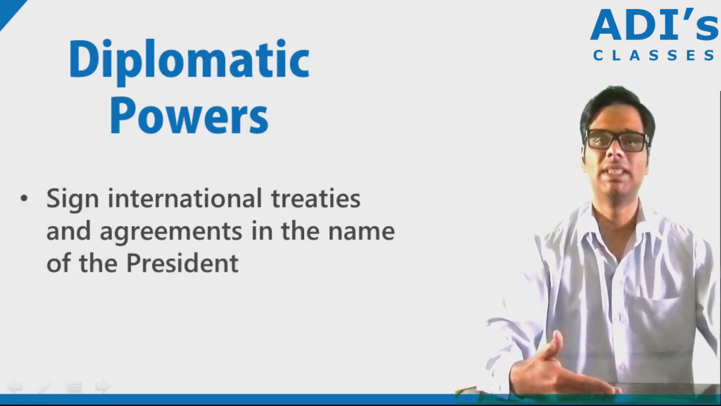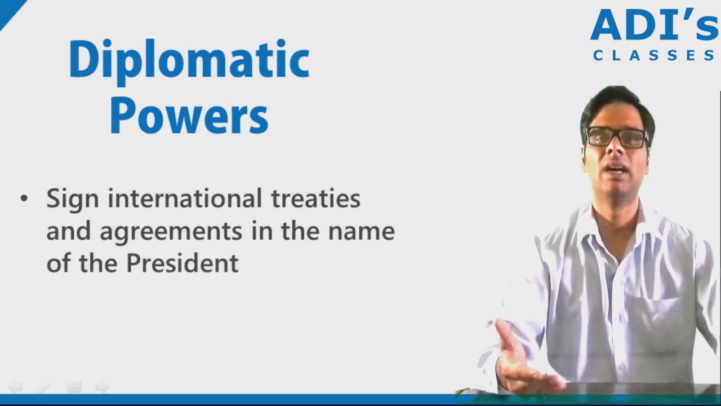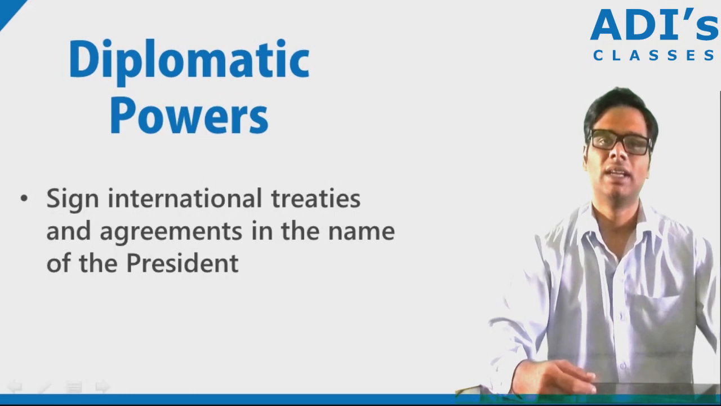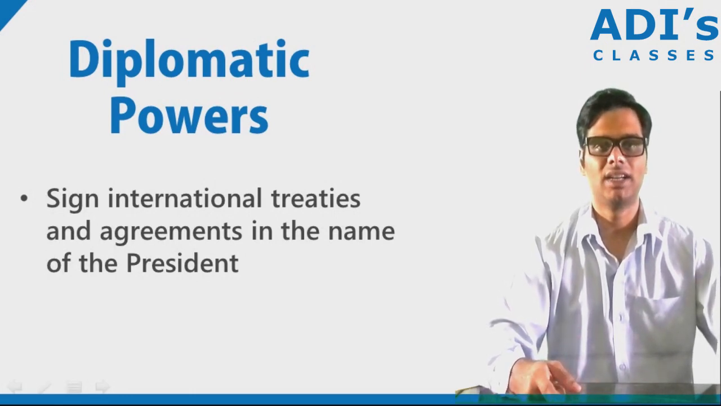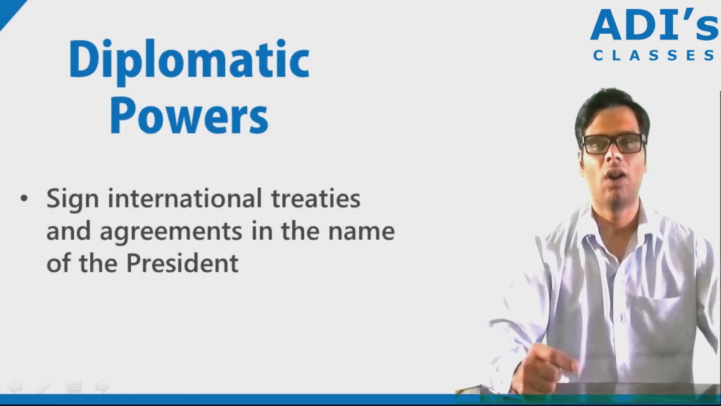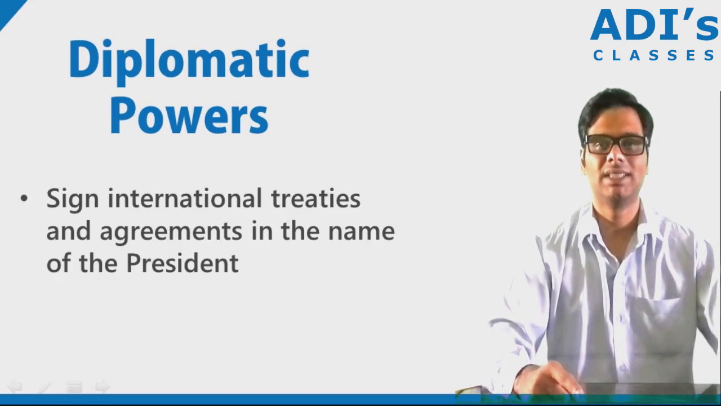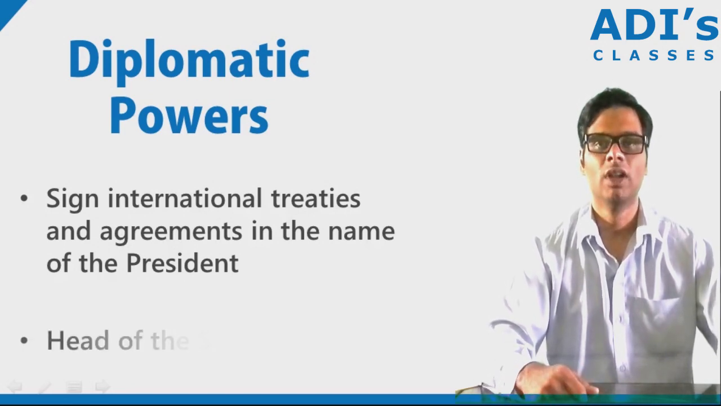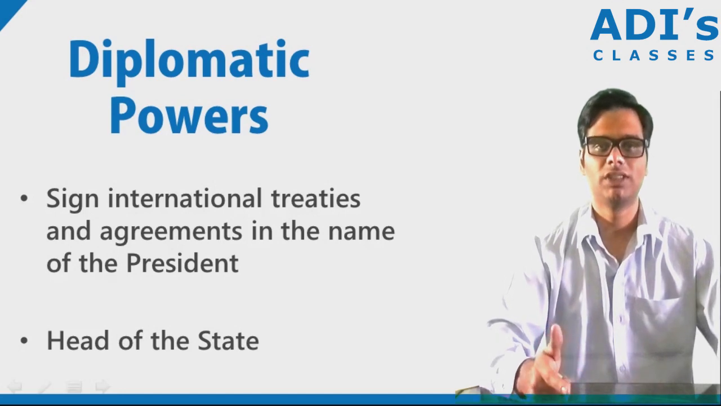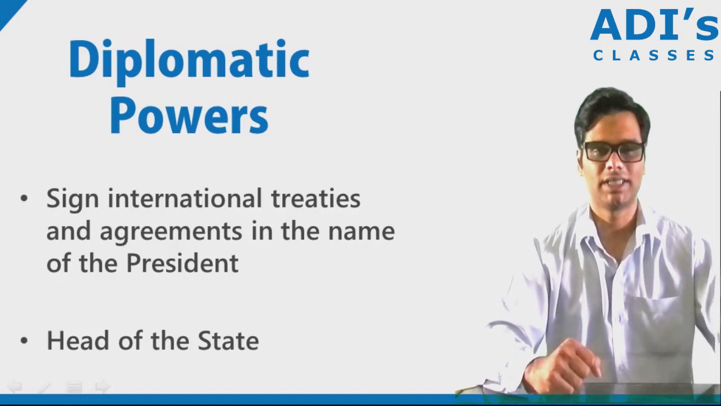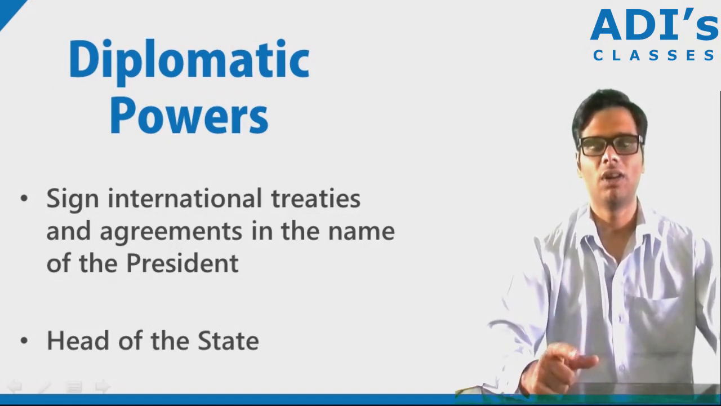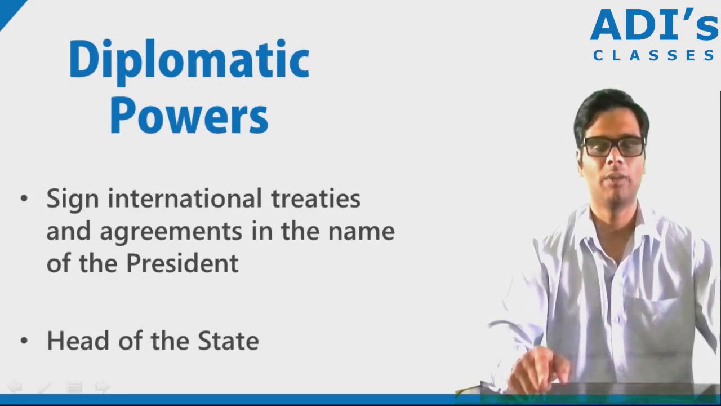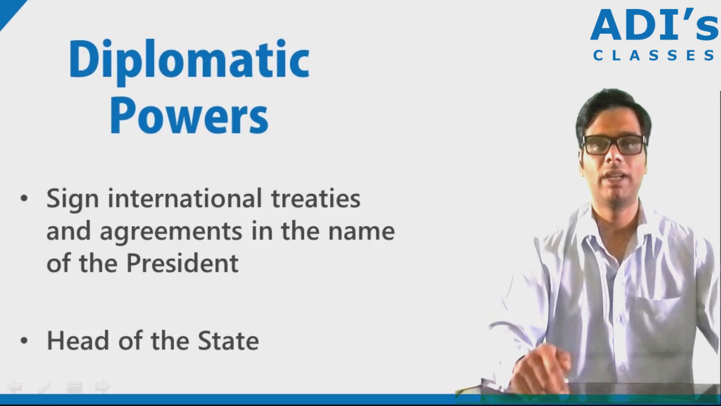Although it is the prime minister and his cabinet, especially the Ministry of External Affairs, that negotiate and sign international treaties and agreements, they are all made in the name of the president as he is the head of the state. All the treaties, negotiations and agreements are made in the name of the president because the president is the head of the state. We have also seen that all the decisions taken by the government are taken in the name of the president. It is the government of the president.